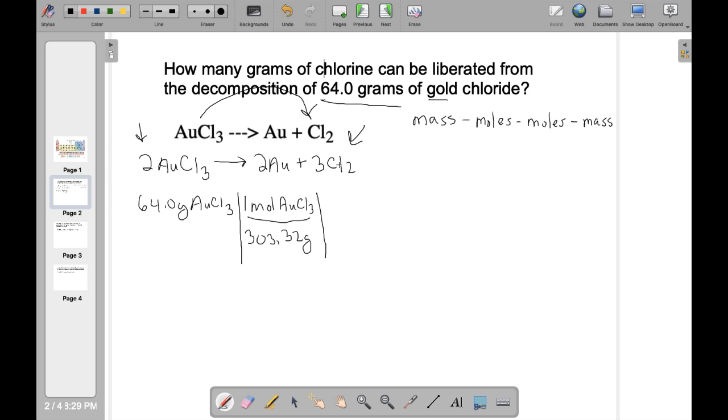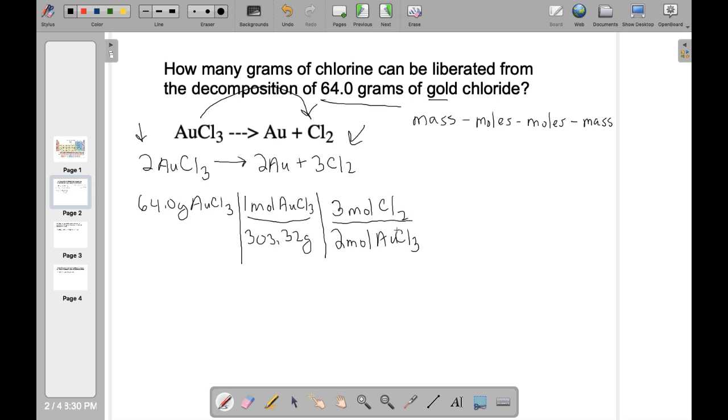So I need to write that down right here. So 2 moles of gold chloride equal 3 moles of chlorine. That's why you need to balance this equation properly, because those coefficients matter. Make sure you put the 2 here, because this is chlorine gas.